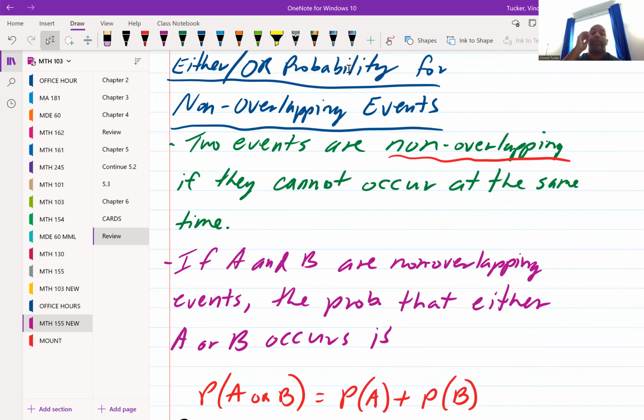All right. So now we're going into OR. It's the either or probability for non-overlapping events. Two events are non-overlapping if they cannot occur at the same time. So if A and B are non-overlapping events, the probability that either A or B occurs is just going to be adding those two probabilities together. So and means you're going to multiply probabilities, or means you would add the probabilities.